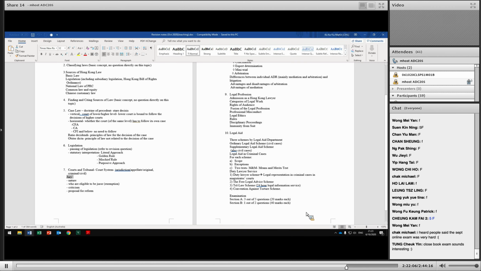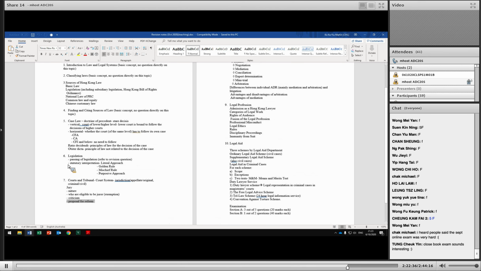Jury is also a very hot question. You can find a question on jury in nearly every year. So you have to know the nature of the jury system, who is eligible, who can be exempted, and also criticism, and proposals for reform. These are the 4 different aspects of the jury system which you have to be familiar with.